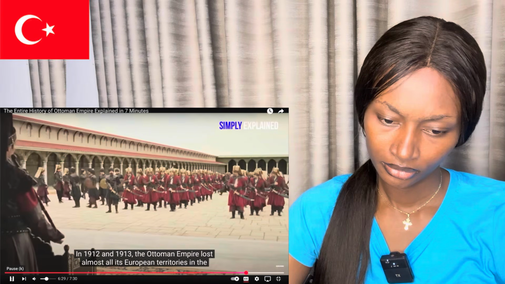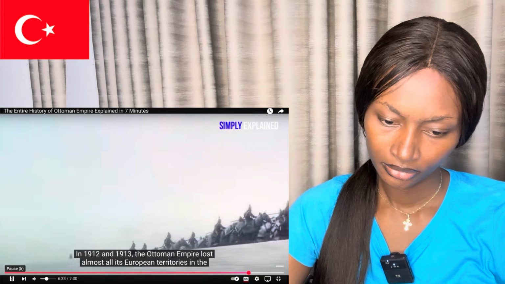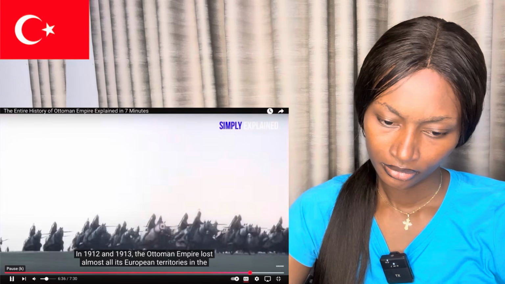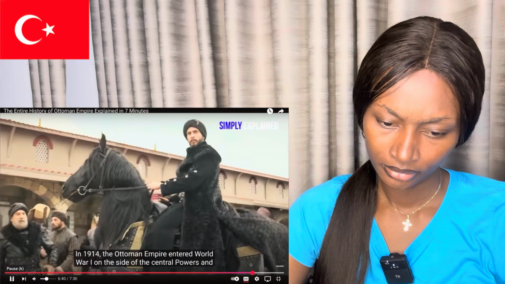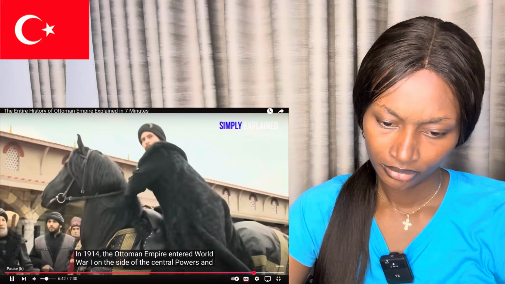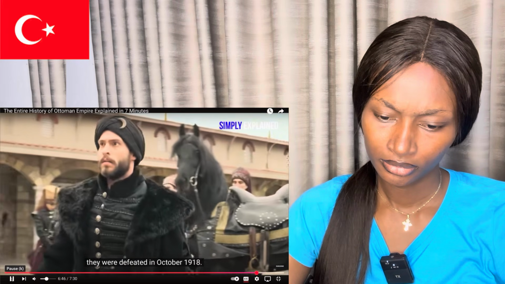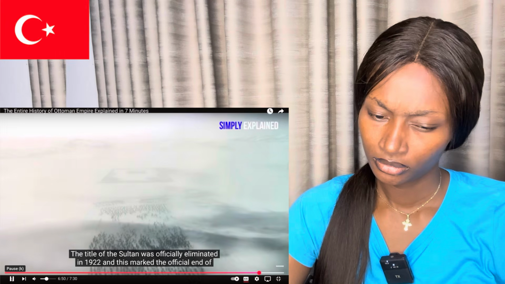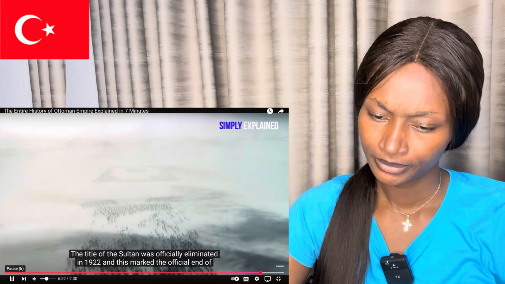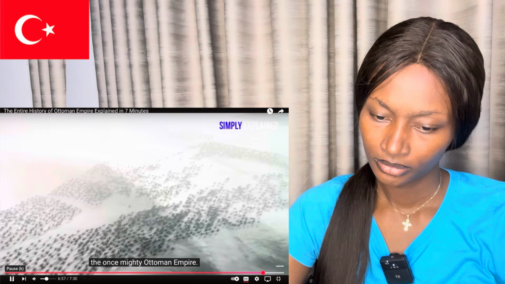In 1912 and 1913, the Ottoman Empire lost almost all its European territories in the Balkan Wars. In 1914, the Ottoman Empire entered World War I on the side of the Central Powers, and they were defeated in October 1918. The title of the Sultan was officially eliminated in 1922, and this marked the official end of the once mighty Ottoman Empire.